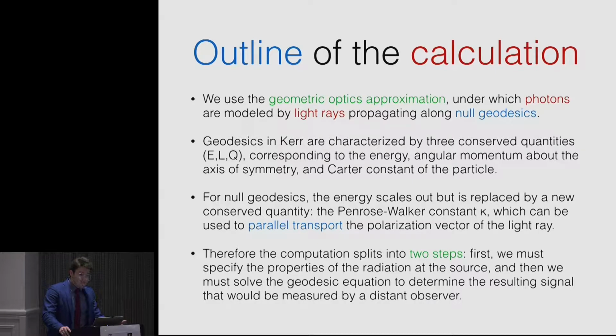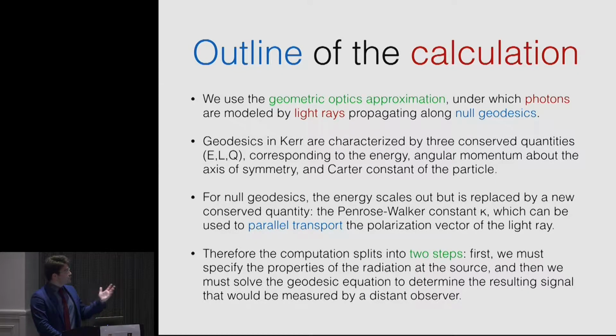Now, for null geodesics, the energy turns out to scale out, but is replaced by a new conserved quantity, which arises because of the special algebraic properties of the Kerr black hole. And that quantity is known as the Penrose-Walker constant, typically denoted kappa. And it can be used to parallel transport the polarization vector of the light ray along the geodesic. So therefore, our computation will split into two steps. First, we have to specify the properties of the radiation of the source, and then we must solve the geodesic equation to determine the resulting signal that would be measured by a distant observer. So these are the two steps.